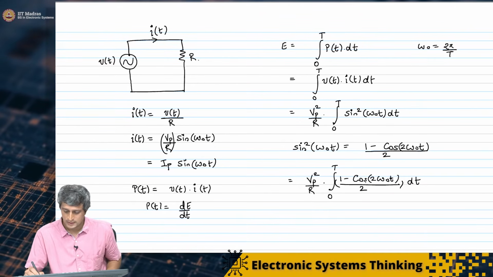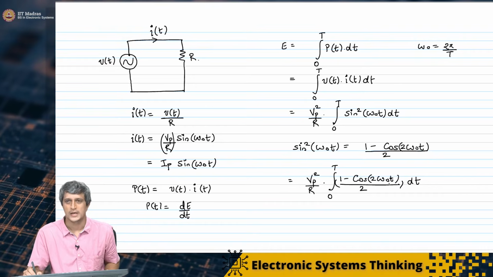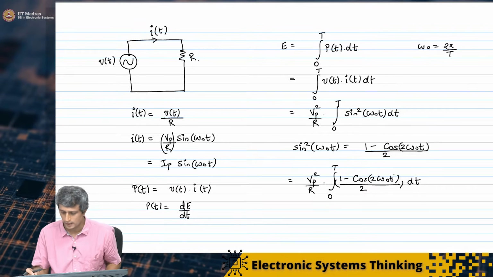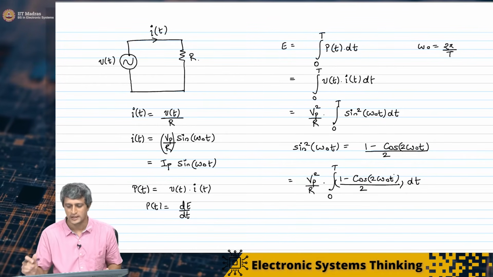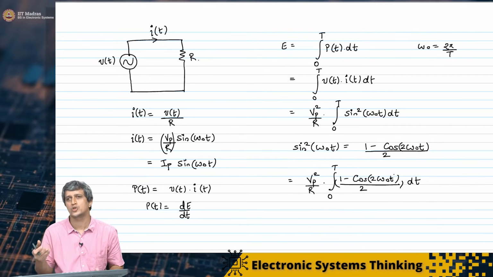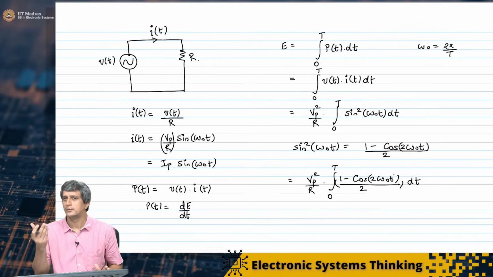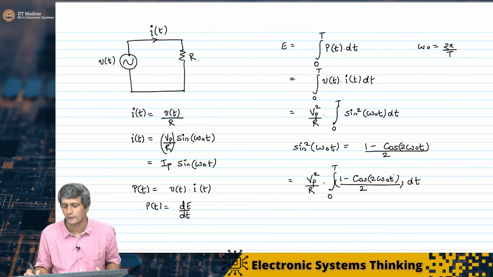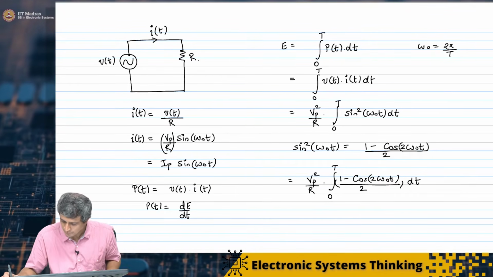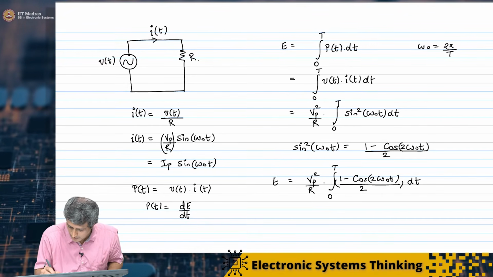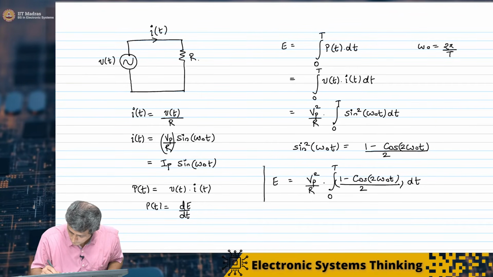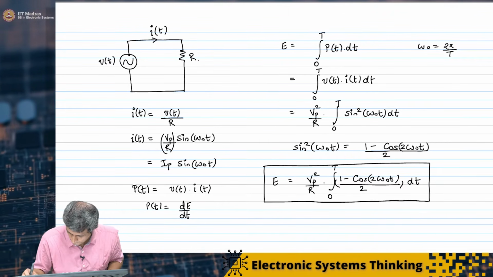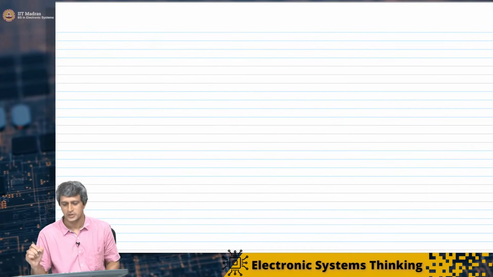So this cos 2 omega naught t is again going to be a periodic signal. We will come to that a little later, but that is also periodic, but with half the time period. So maybe we should look at that before we proceed. So let us just keep this equation as it is for now, and we will come back to this equation in a while.